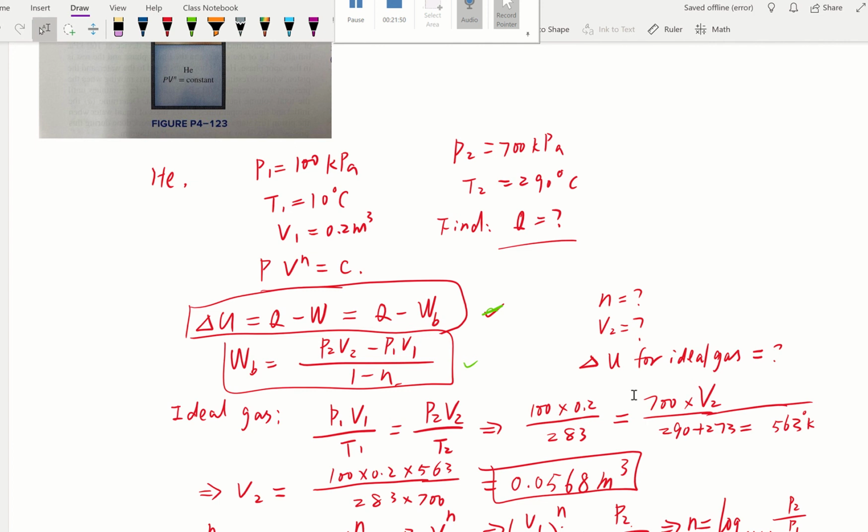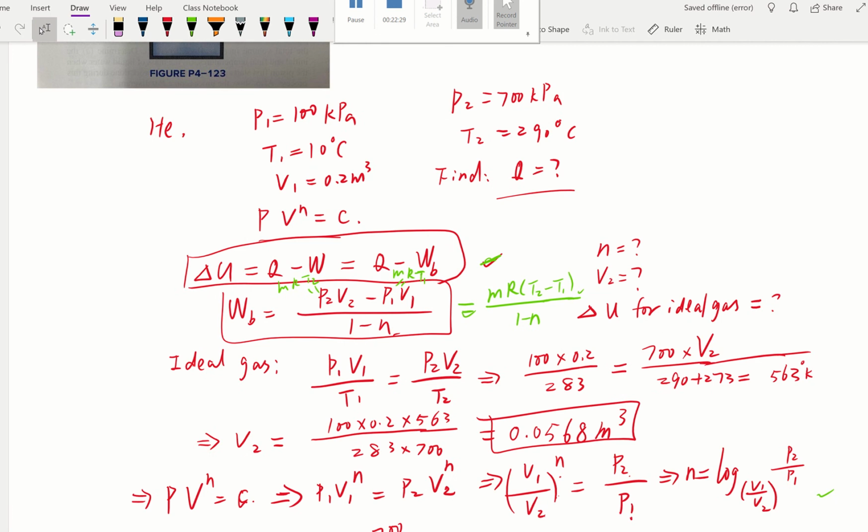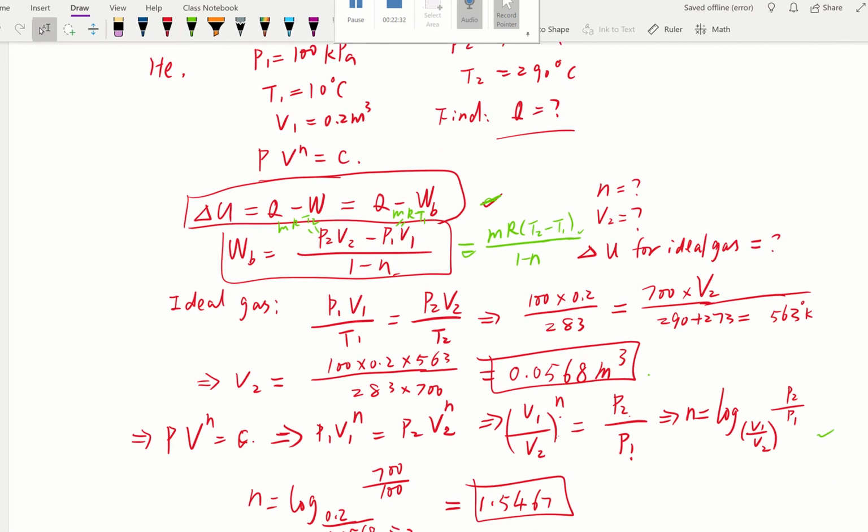Actually, now I'm looking at it, there might be many alternative ways to find the P2 V2 minus P1 V1 over 1 minus n. Here I'm going to just show you, and you can explore. This might be easy. Because this is an ideal gas, you can use mR T2 minus mR T1, but take mR out, so it's basically T2 minus T1. That's equal to mR T2, and this is equal to mR T1 because it's an ideal gas. Since you know T2 and T1, you don't need to figure out the V2 here. However, you still need to solve for this n.